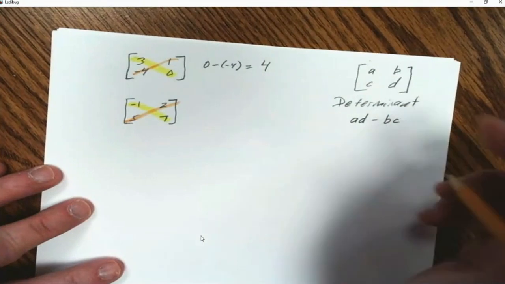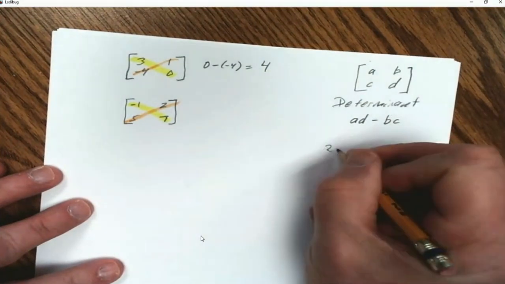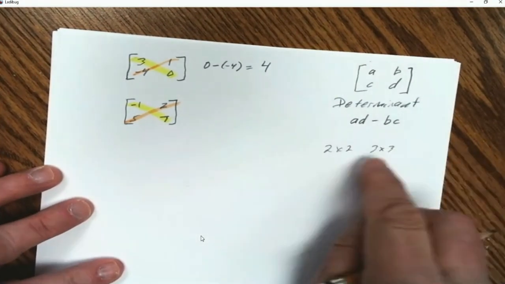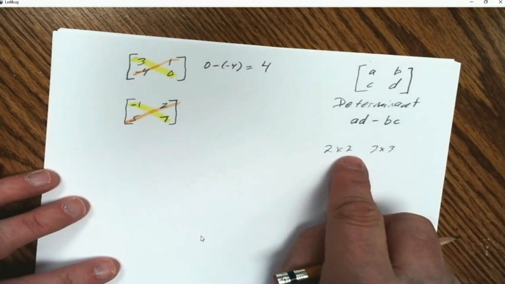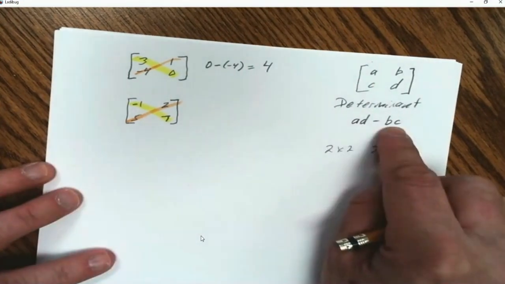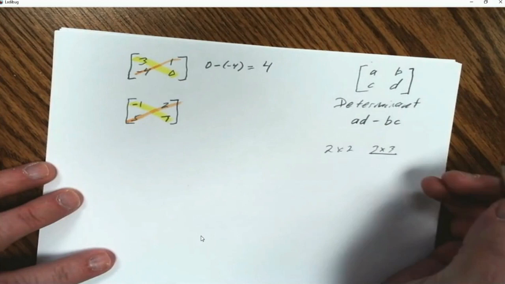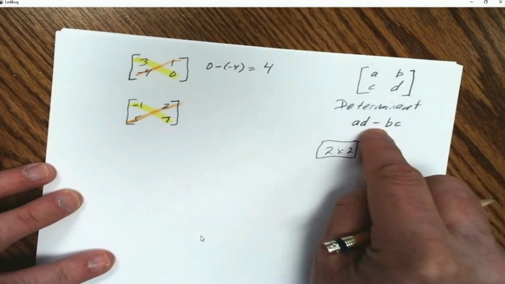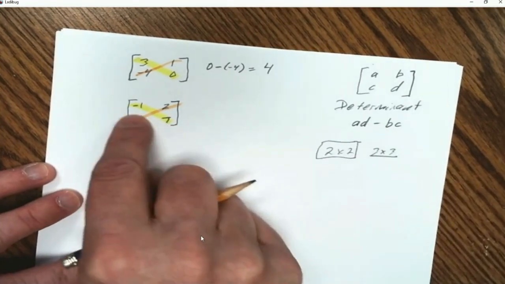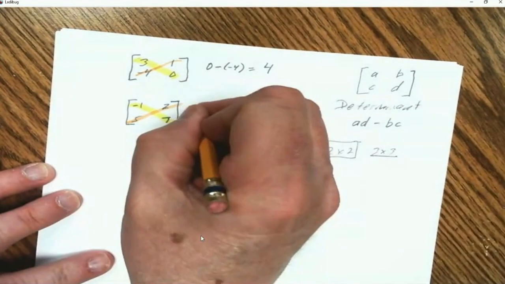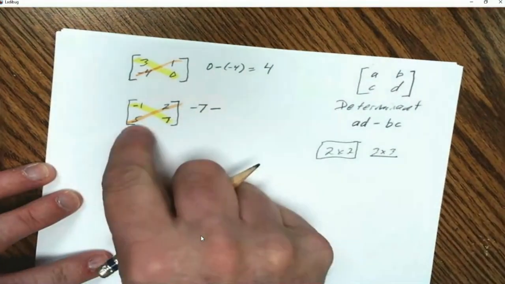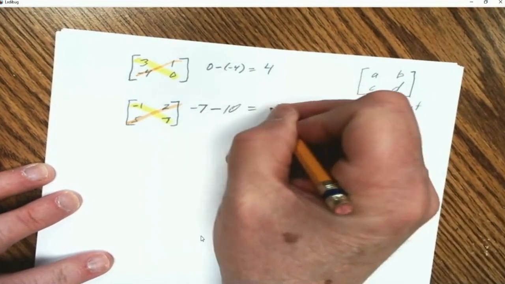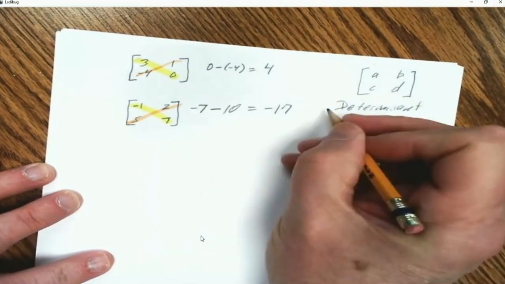For one thing, it has to be a 2x2 or a 3x3, or there are different ways to do determinants. But you can't do a 2x1, because it's AD minus BC. We'll get into this later. Right now we're just doing 2x2s. That's the only one we can do this week. This one would be -1 times 7, which is -7, minus 2 times 5. -7 minus 10, so -17 is the determinant.